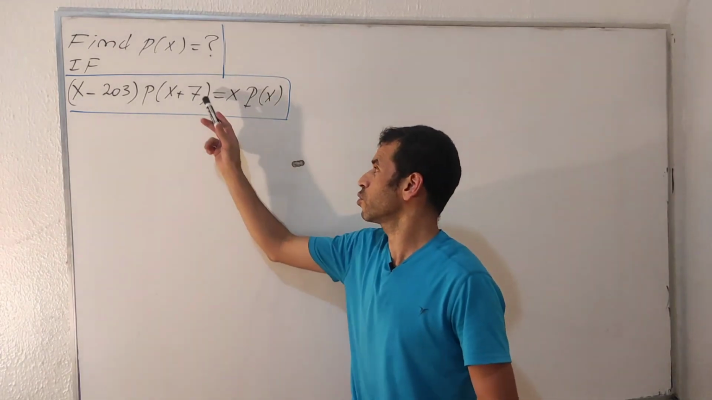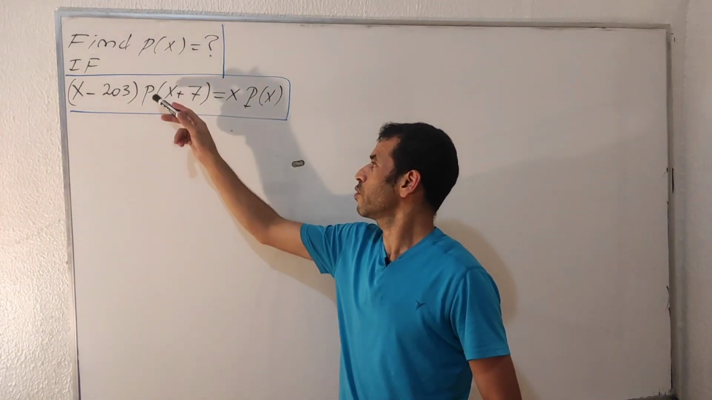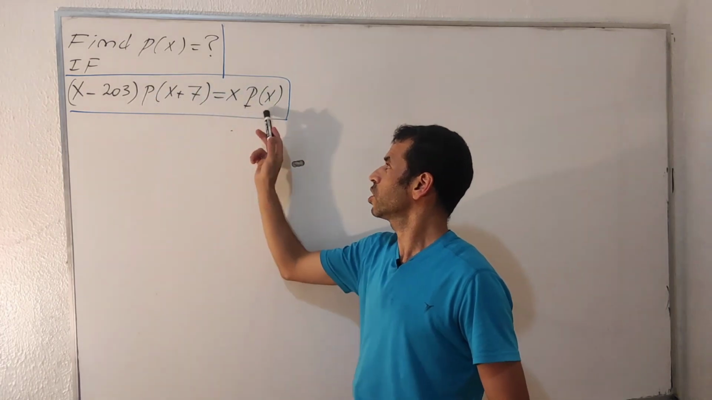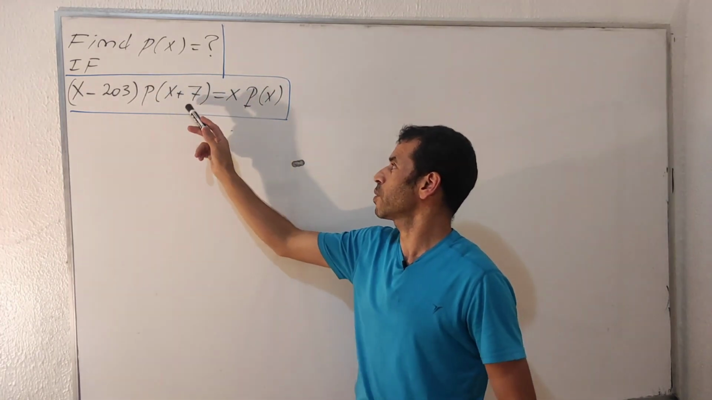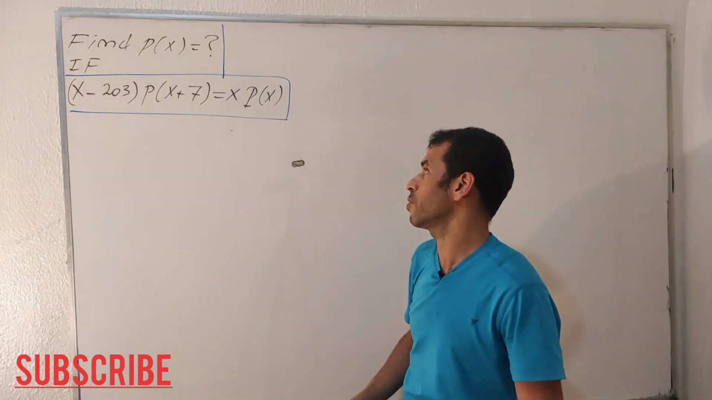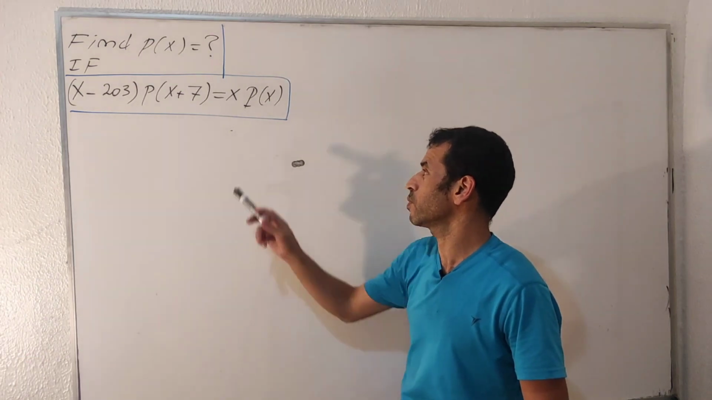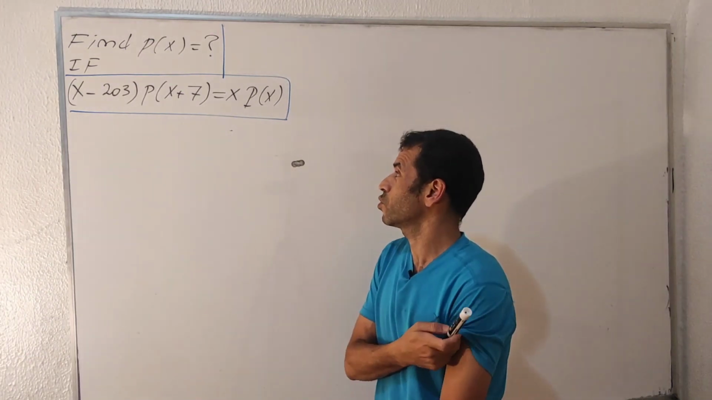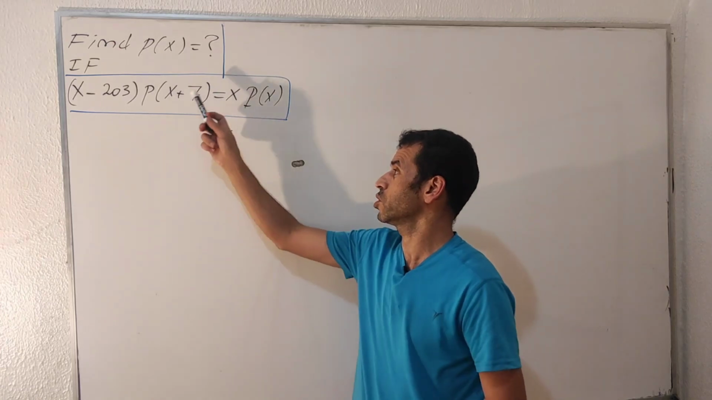If you take a look at both sides of this equation, the function p of x is repeated two times. We have p of (x + 7) on one side, and on the other side we have p of x multiplied by x. Okay? What's the fact we are going to base on to solve this equation?